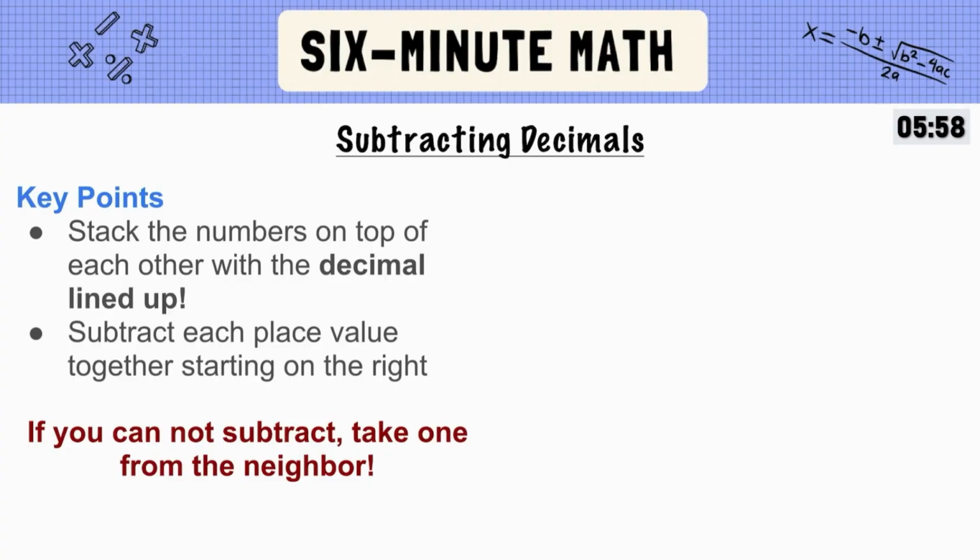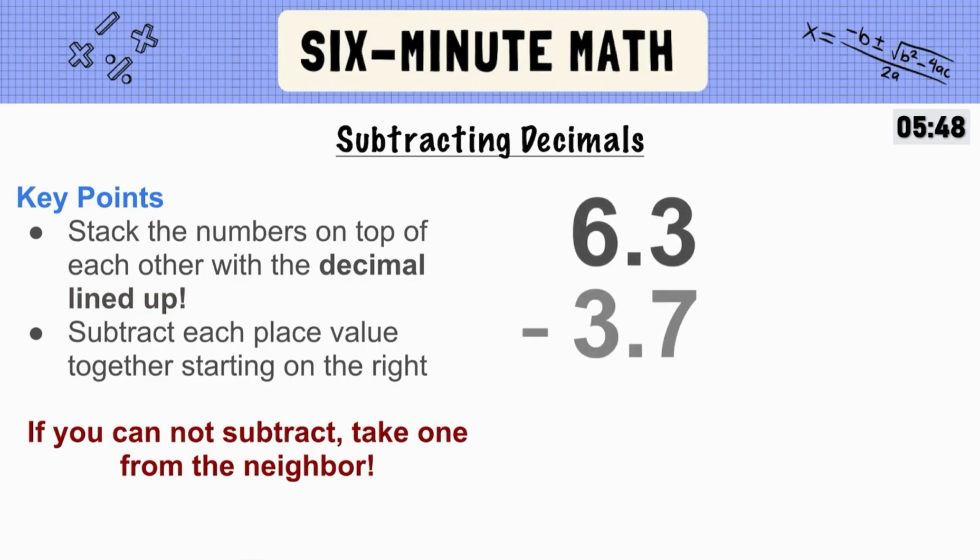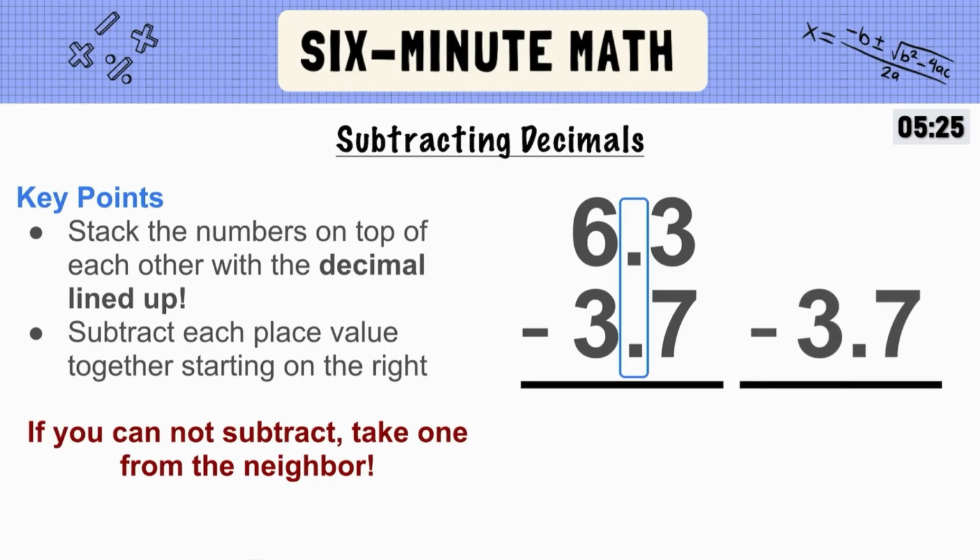Our key point when we are subtracting decimals is we are going to stack the numbers on top of each other with the decimal lined up. We have 6.3 minus 3.7, and as you can see, I have lined up my decimals. Then I'm going to subtract each place value, starting from the right. A key point when subtracting is if we cannot subtract, we have to take one from our neighbor. In this example, I will have to do that.